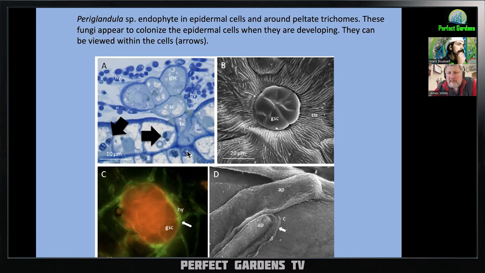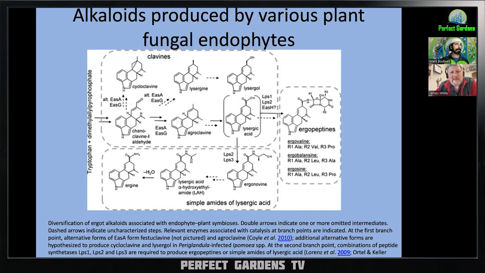So these are colonizing these morning glory leaves very early on, and they're probably getting a connection with these trichomes. That's where they're showing them anyways. This was one of my failures where I missed it and another group found it. These are the chemicals that these fungi produce.